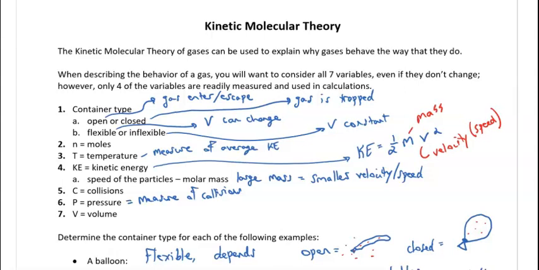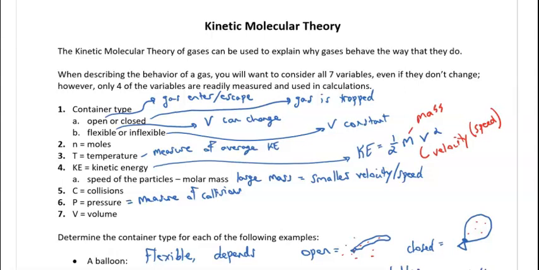This is just a way for us to imagine how these particles are moving in a given situation. Now, whenever we talk about the kinetic molecular theory, there's 7 variables that we want to make sure that we touch on when we're thinking about each situation. The first one is the container type. Is it open or closed? Is gas able to enter and leave freely, or is it sealed off?